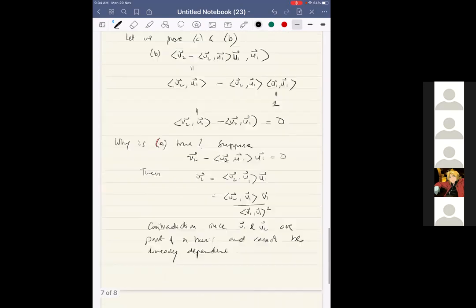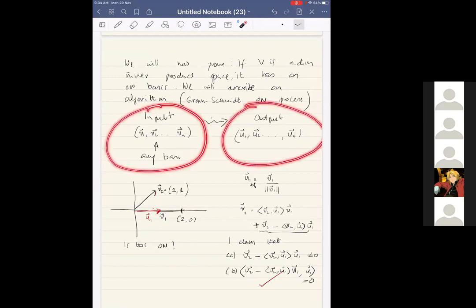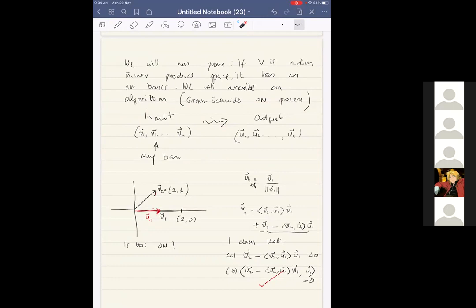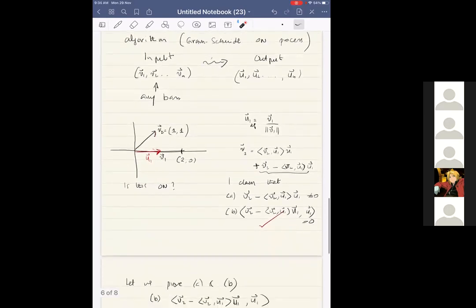So this we did in the case of R2, but exactly the same procedure. You have to do an appropriate induction. It will give you this algorithm whose input will be any basis, and whose output will be an orthonormal basis that you get in a systematic and deterministic way from the original basis. I will not repeat the general construction. It is given in the notes.